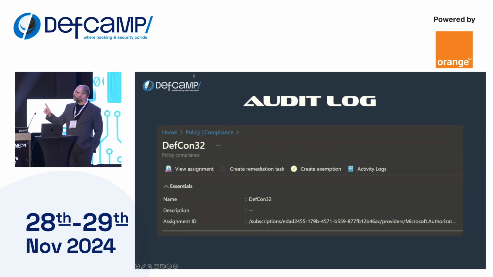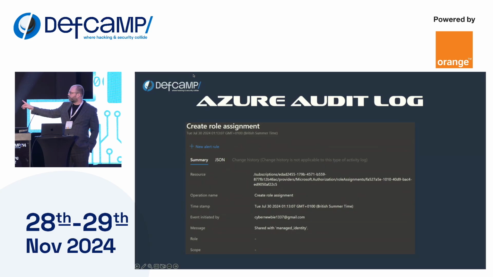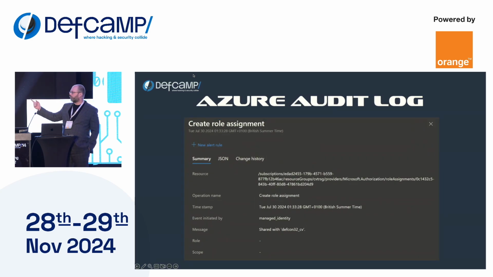Once you open the policy itself, you will see an activity logs tab, and it will show you all the steps that were run by the policy and the remediation task itself. This is just the role assignment that my account did to the managed identity when the remediation task happened. And then this is when the PowerShell script ran and created a service principal and did the role assignment to that service principal.